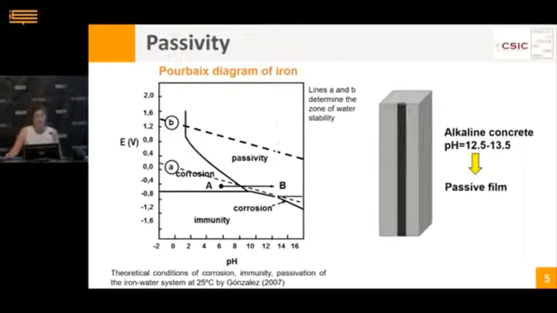Steel rebars embedded in concrete are protected from corrosion by the oxide layer, which is formed and maintained on the surface in the highly alkaline environment surrounding the concrete. The concrete has a pH between 12.5 and 13.5, and in these conditions, we can see in the Pourbaix diagram of iron that the steel is in a passive state. I would like to mention that Portland cement has an important role in the onset of the corrosion process, as it has the ability to maintain the pH of the system through buffering mechanisms.